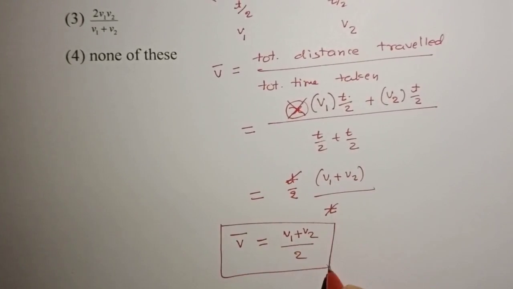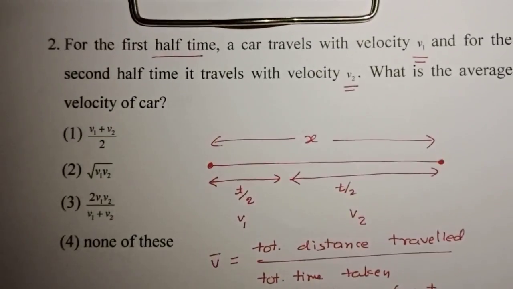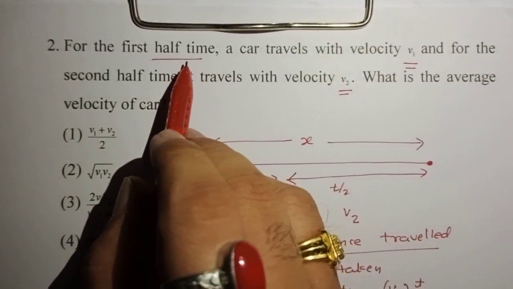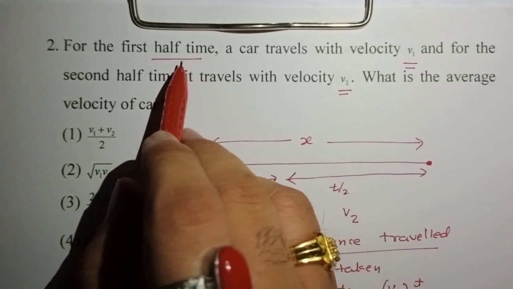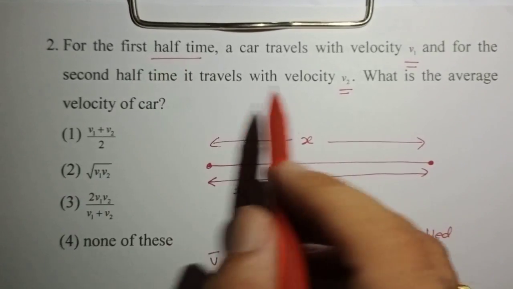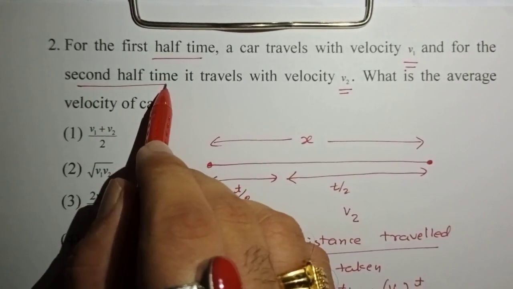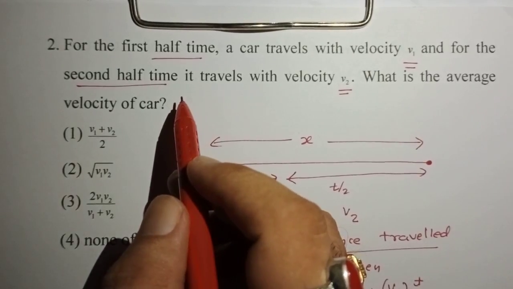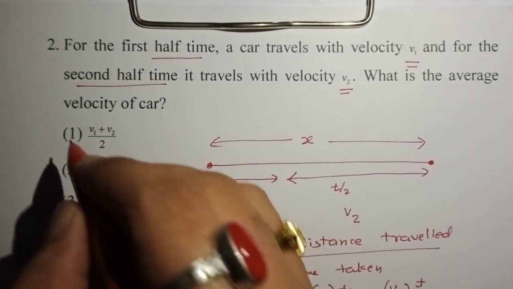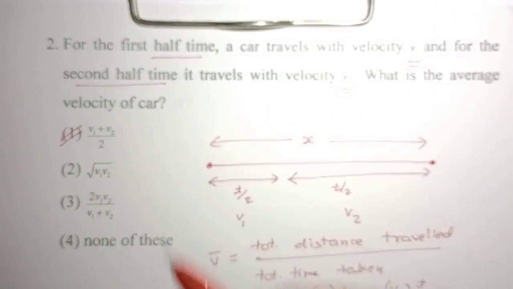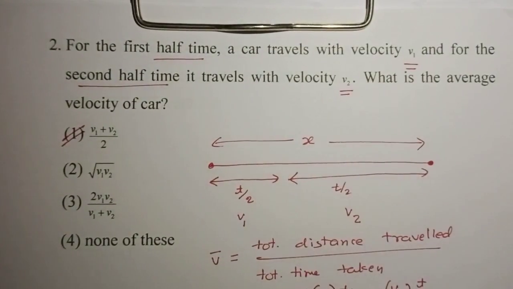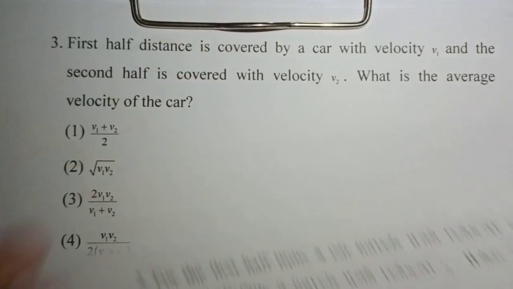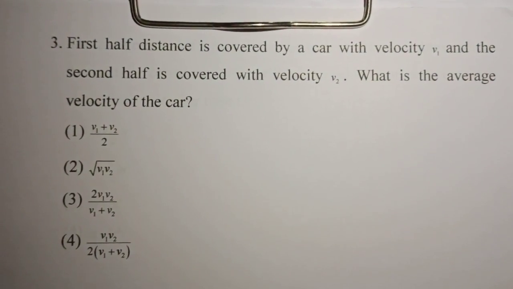So here what we have to observe is, when the time interval is half, if you find a problem like first half time, next half time, then average velocity is just the arithmetic mean. So therefore you should go for v1 plus v2 divided by 2. Now we will go to the next question, question number 3.